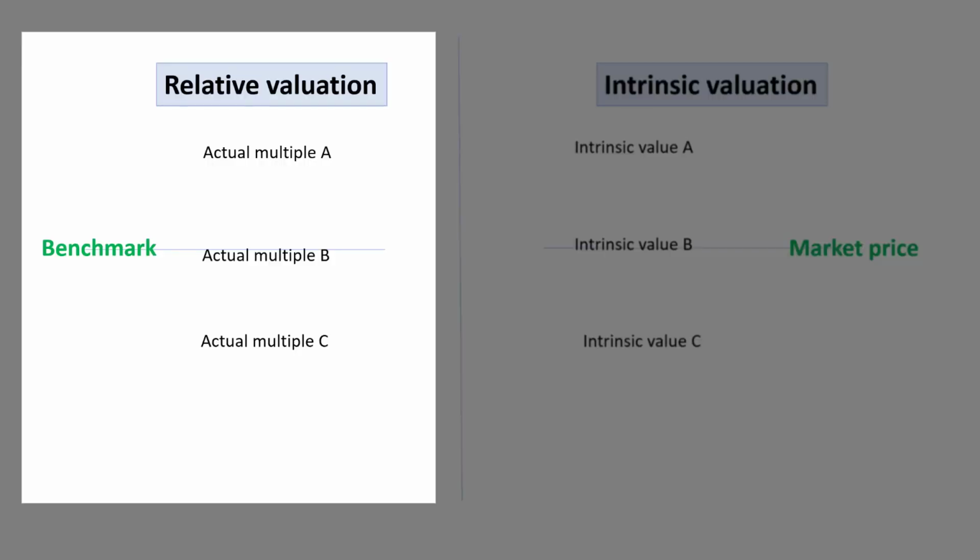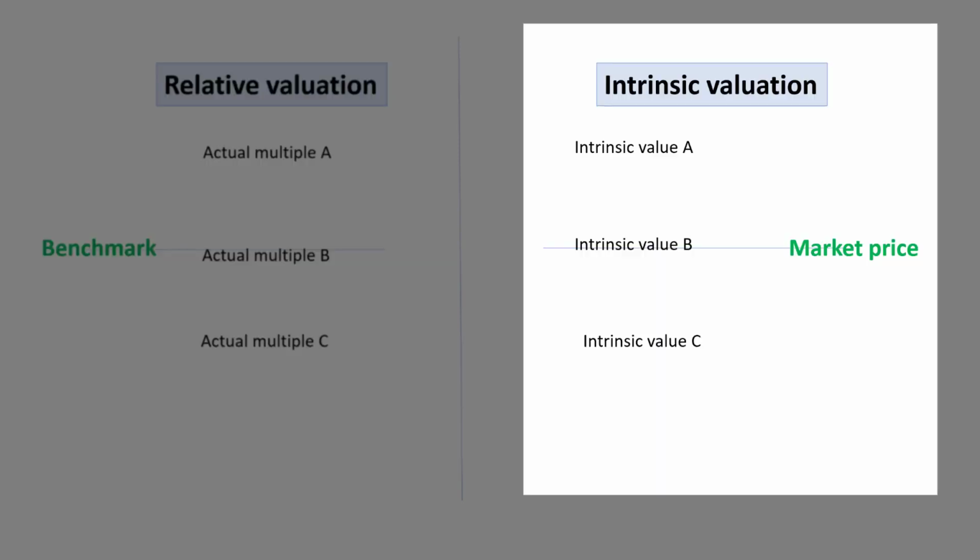On the left-hand side, we have the relative valuation visualization of 3 different outcomes from a valuation process. The actual multiple could be placed as in that diagram above the benchmark in case A, at or around the benchmark in case B, or below the benchmark in case C. And on the right-hand side, with the intrinsic valuation, the line of comparison is no longer the benchmark, it is the market price. And once again, we have 3 different valuation outcomes: A, above the market price line; B, about at the market price line; and C, below it.